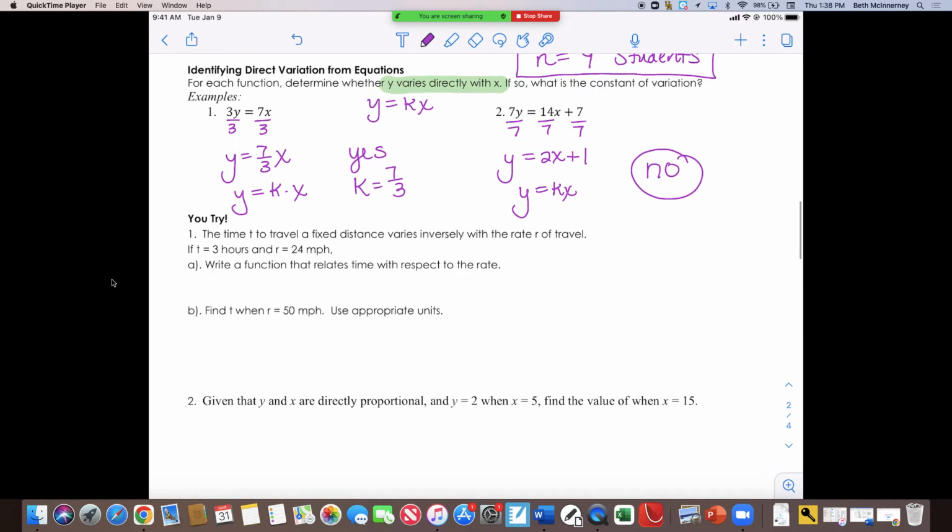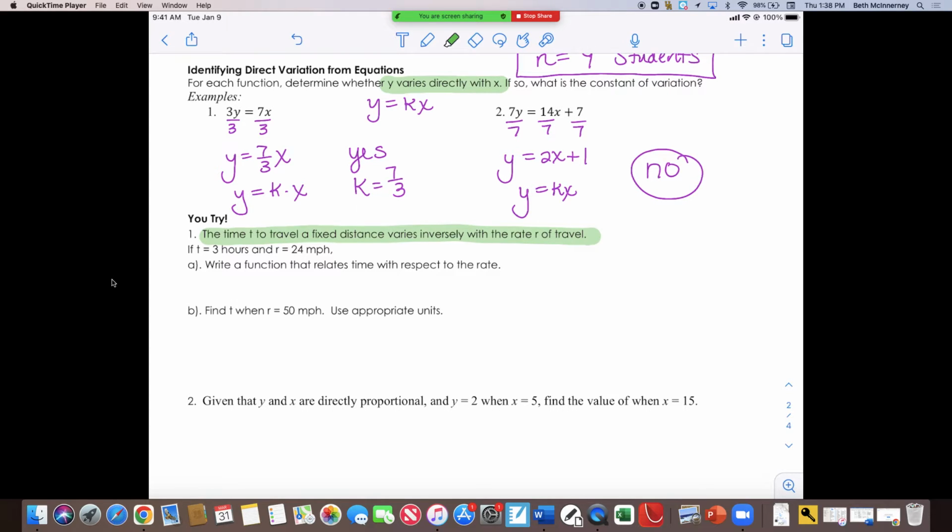All right, so let's do 2 problems. And I'm mixing it up now, okay? I'm mixing these up from inverse and direct. Number 1, the time t to travel a fixed distance varies inversely with the rate r of travel. If t equals 3 hours and r is 24 miles per hour, write a function that relates time with respect to the rate. So look, it said t, the time to travel, varies inversely as the rate r.